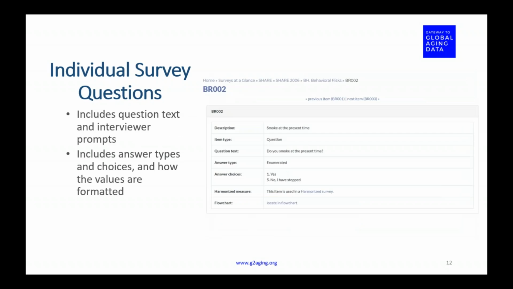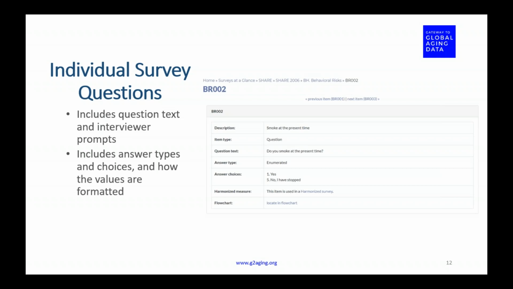And then we also have item level detail for each survey item or question. So you can see here we're looking at that question, whether you smoke at the present time, for SHARE. One thing you'll notice is that everything in this site so far is in English. Most of these surveys, of course, are not conducted in English. SHARE is conducted in more than a dozen languages because it covers a lot of different countries. And of course, in certain countries, there are a lot of languages just inside of one country that are used.